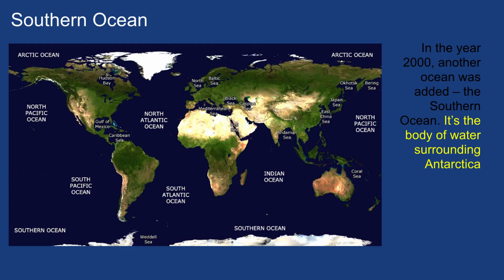And then last but not least, we have the Southern Ocean, which was added in the year 2000, and it's the body of water surrounding Antarctica. Usually you probably only heard about the four main oceans, but like I said, about 18 years ago, they decided to add the Southern Ocean into the group that you should know. So hopefully you either reviewed what you know about oceans and continents, or you learned something new.